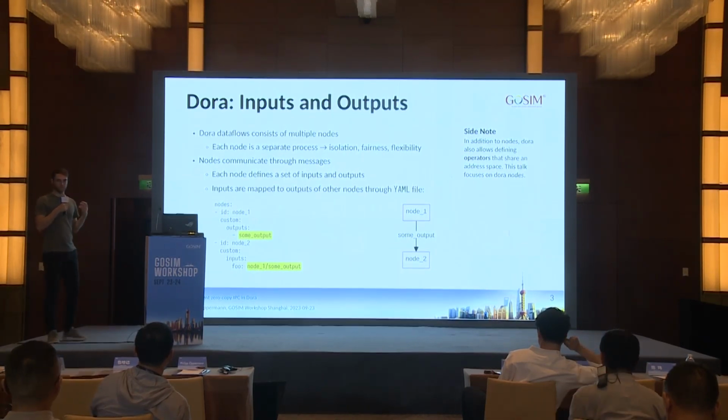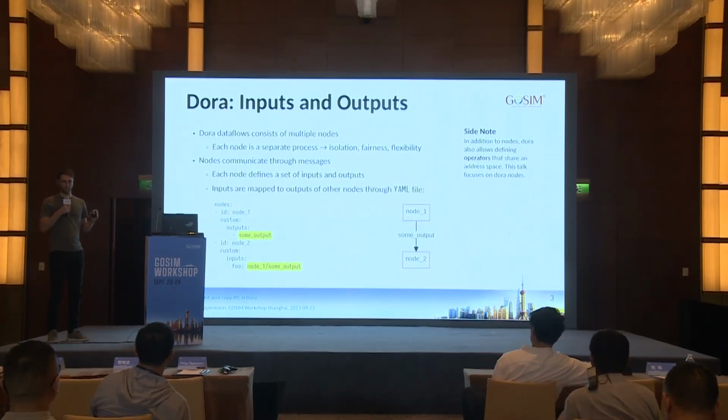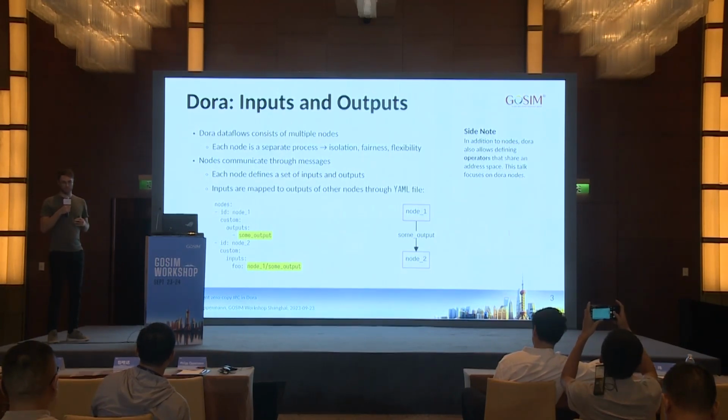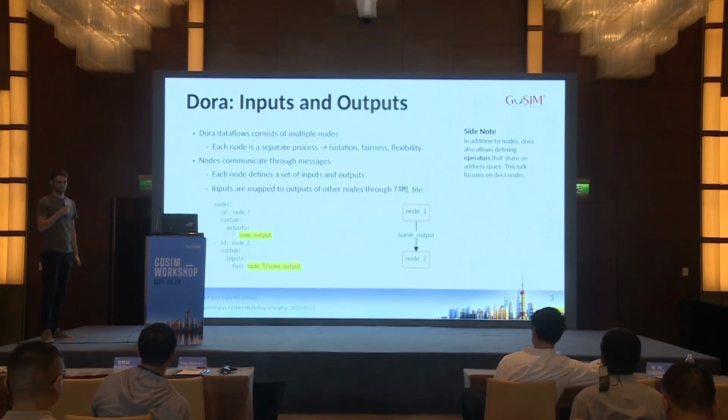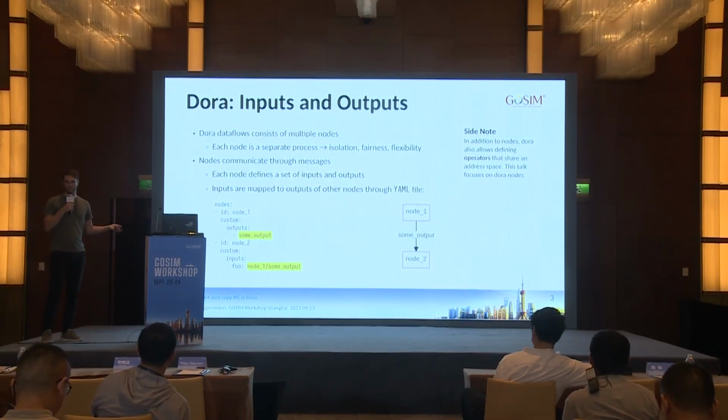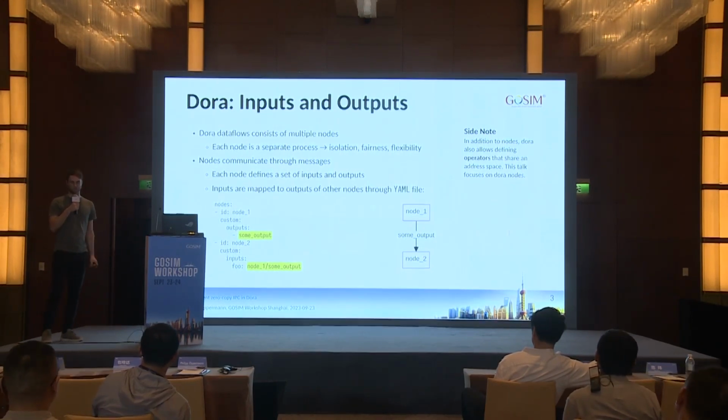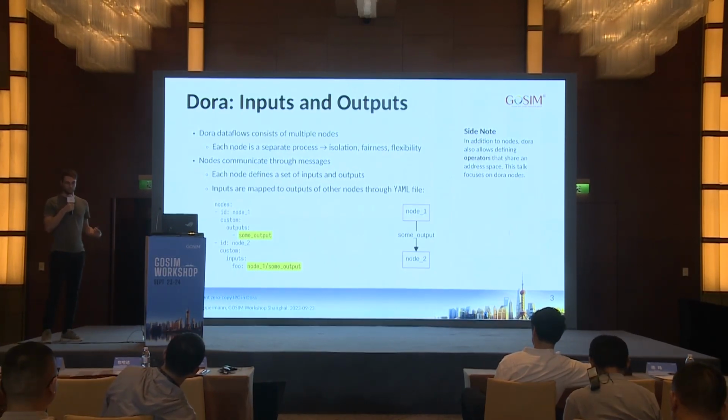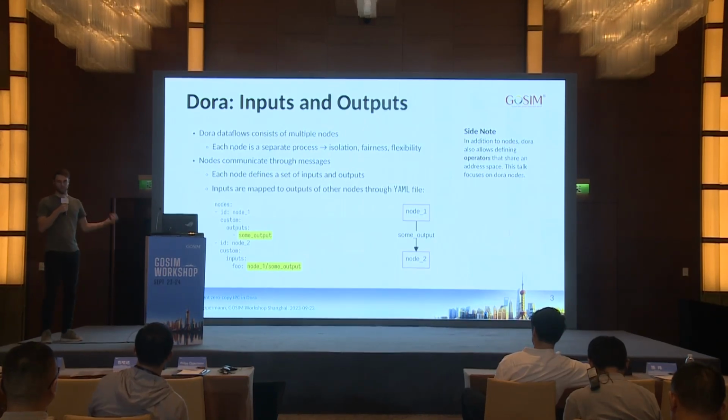As a side note, we also have a concept of operators in Dora, which is a way to let multiple nodes in a graph share the same process. But in this talk, we're going to focus on the nodes and not the operators. So as I said, nodes communicate through messages, and we implemented it in a way that each node defines a set of inputs and outputs, and you use a data flow YAML file to map the two together. So here we have an example node that has some output, and node 2 is going to map that output to an input called foo. So this way Dora can forward the message to the correct receiver.